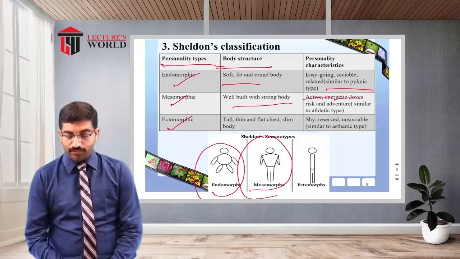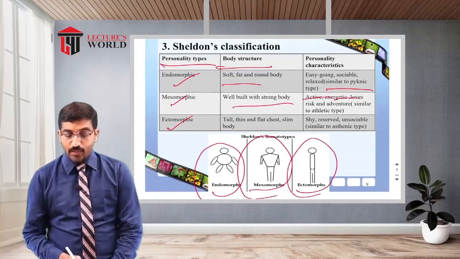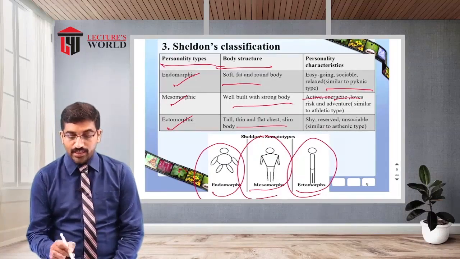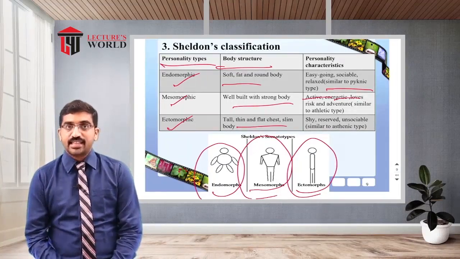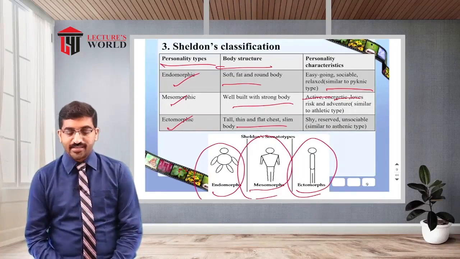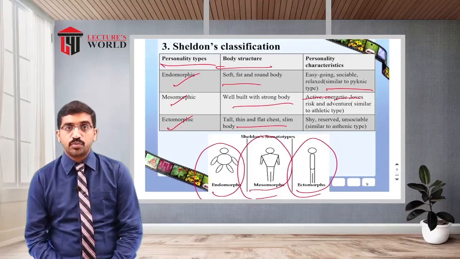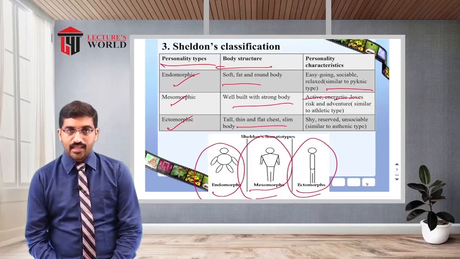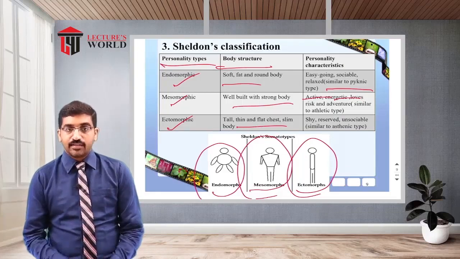And ectomorphic personality. They are very tall, thin, with a flat chest, slim body. They are very thin and lean. So they are very shy personality. They are reserved. They do not talk to people. They are unsociable personality. So this type of personality classification you can remember.